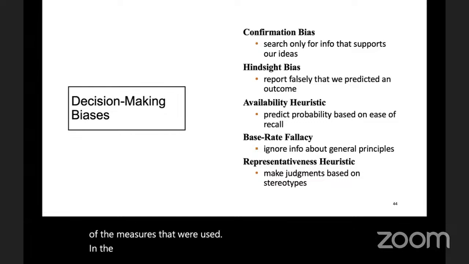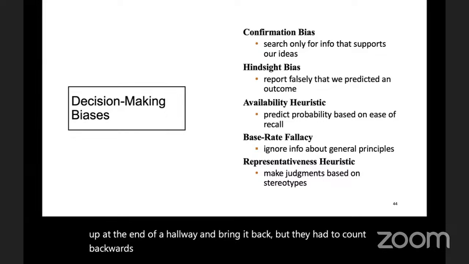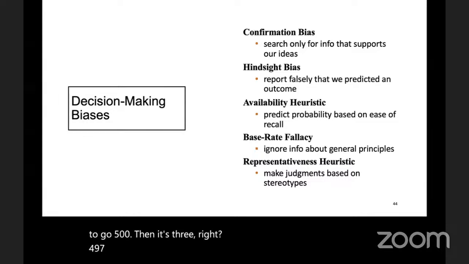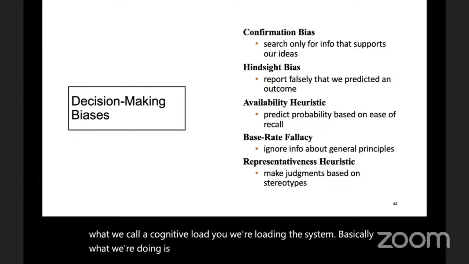In the second condition, you had people go down and pick something up at the end of a hallway and bring it back, but they had to count backwards from 500 to 0 in 3s, 7s, and 6s. So they had to go 500, then 3, 497, and then 7, 490, and then 6, 484. And they had to do that. That's what we call a cognitive load. We're loading the system. Basically, what we're doing is stressing the system. And they went back and forth.